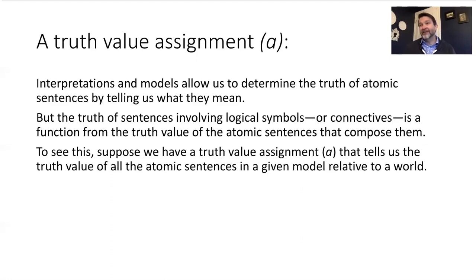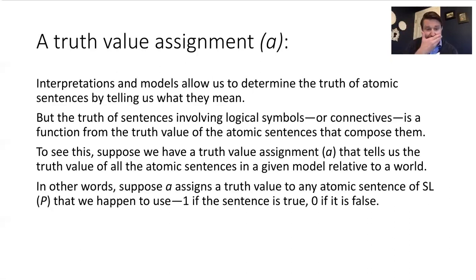So you can imagine that this model, it's an abstraction, an idealization, but suppose that it just tells us the truth value of all the atomic sentences in a given model relative to a world, right? So we know what these sentences mean, and now it's just going to tell us this one's true, this one's false, this one's true, this one's false, right? In other words, you might suppose that A assigns a truth value to any atomic sentence of SL, and we can call that atomic sentence P, that we happen to use. So it gives the following values.